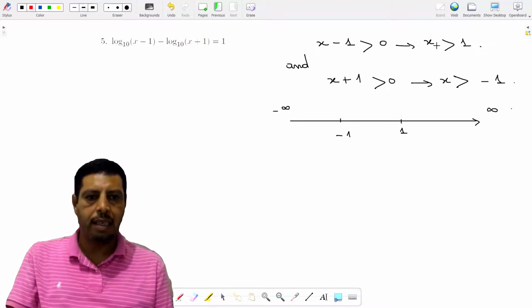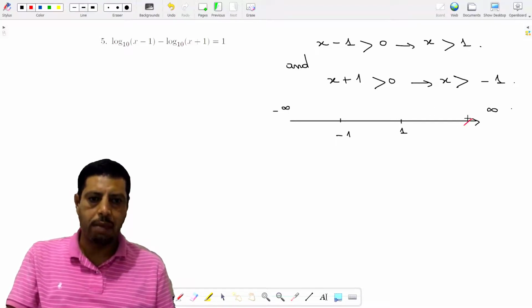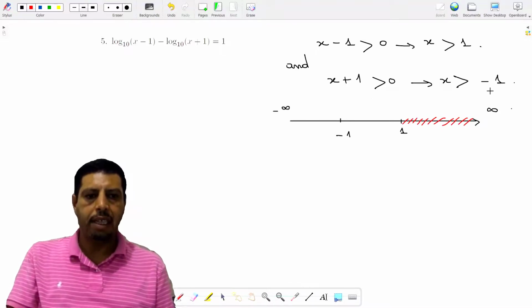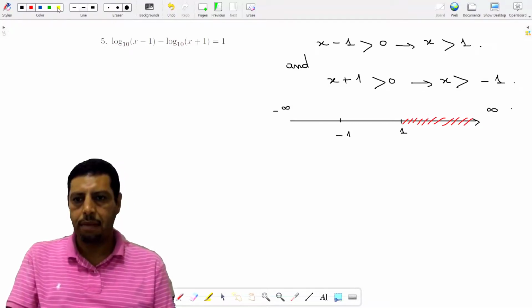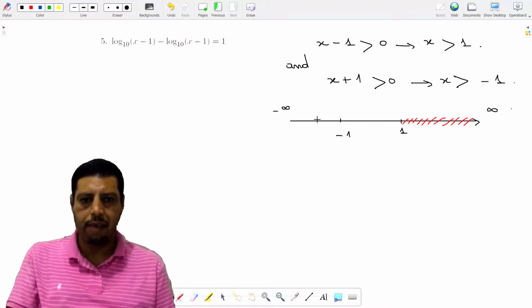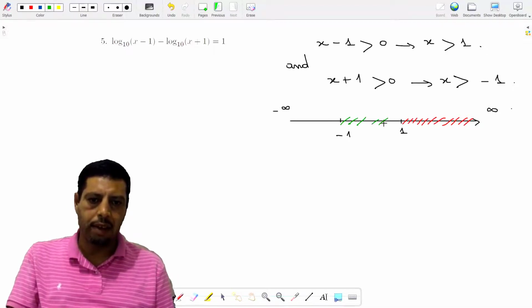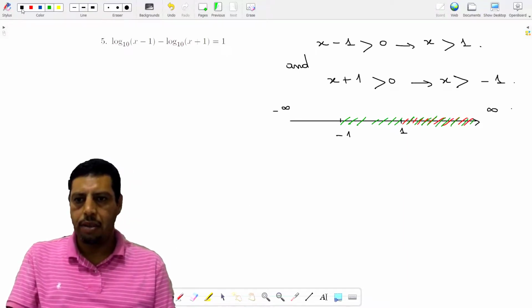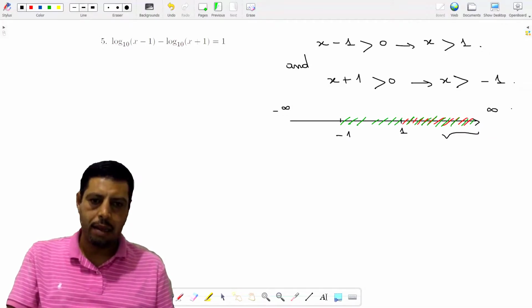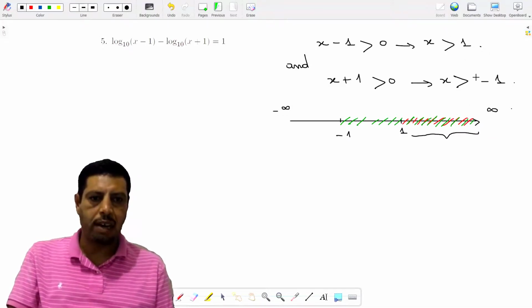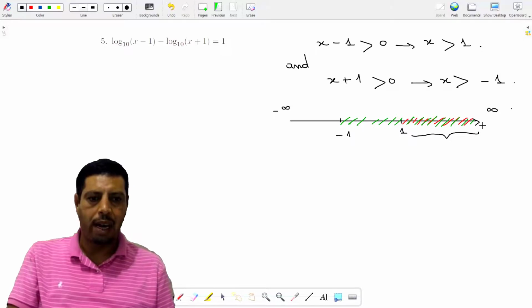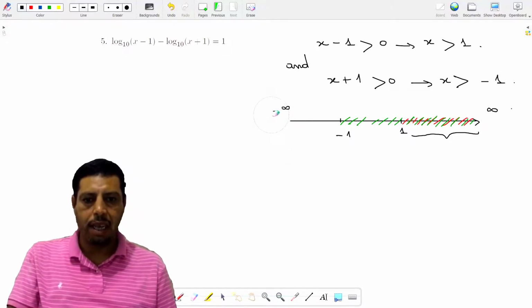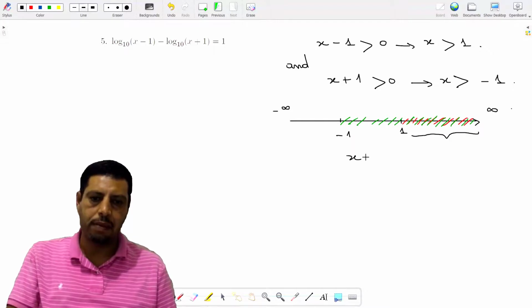So the first condition is x greater than 1. X greater than 1 means all these numbers in red. And x greater than -1 means this interval. Now, it's easy to check that your intersection is this interval. So the first condition is stricter than the second one, and the intersection gives the domain, the open interval 1 to infinity. So x must be greater than 1. This is your condition.